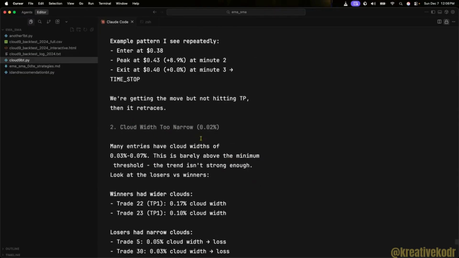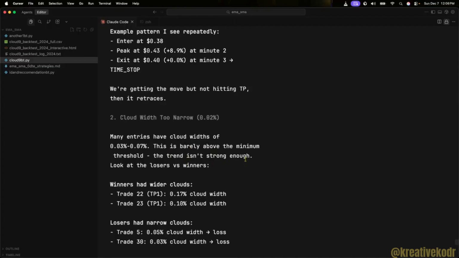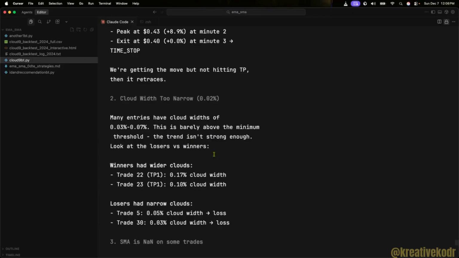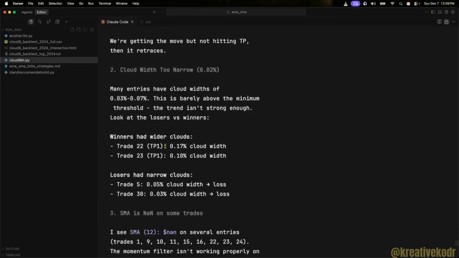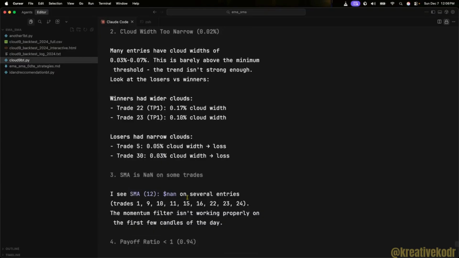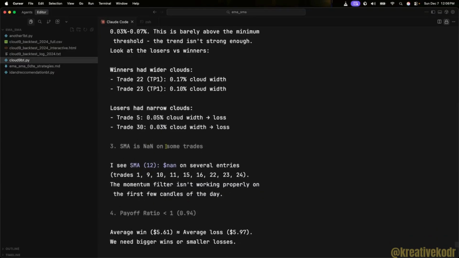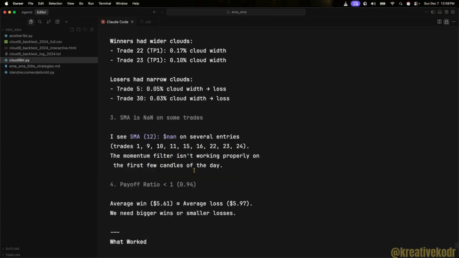The cloud width is too narrow. Many entries have a cloud width of 0.3 and 0.7. This is barely above the minimum threshold. The trend isn't strong enough. Looking at the losers versus the winners, losers had very narrow cloud width. The SMA is NaN on some trades. I see that the 12 SMA on several entries is NaN, in trades 1, 9, 10, 11, 15, and so forth. The momentum filter isn't working properly on the first candle of the day.